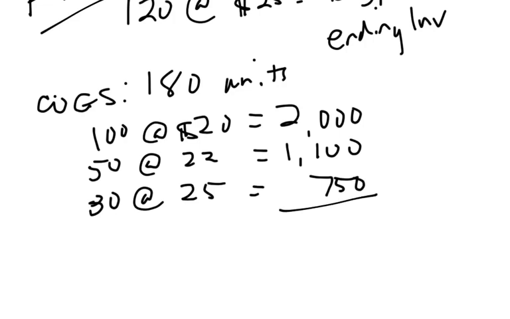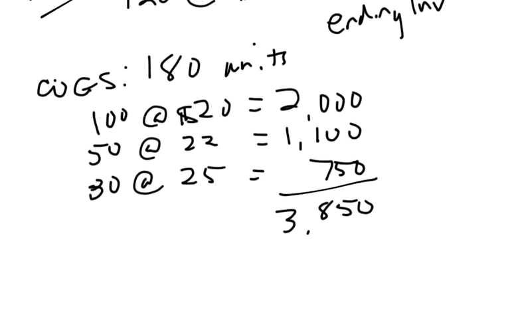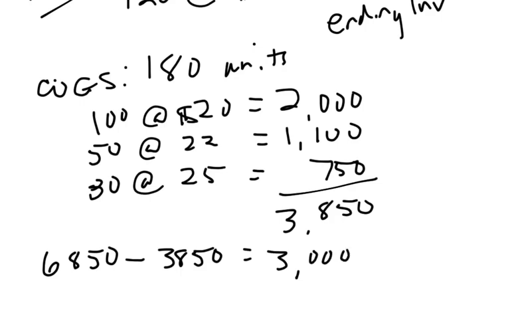So if I add that up, that gives me $3,850. Well, I know that my total cost here is $6,850 for everything I could have sold. If I know that I sold $3,850, then I must have $3,000 left over.